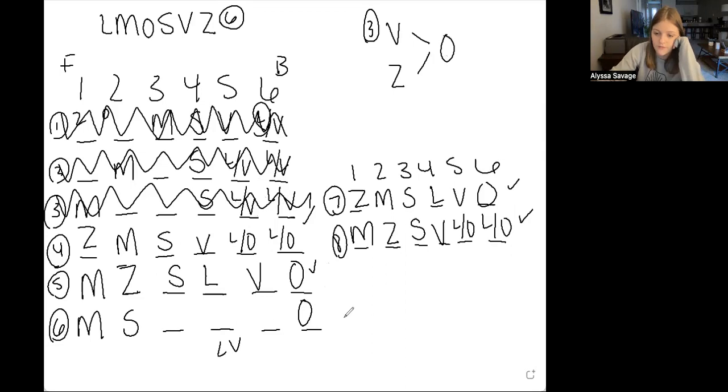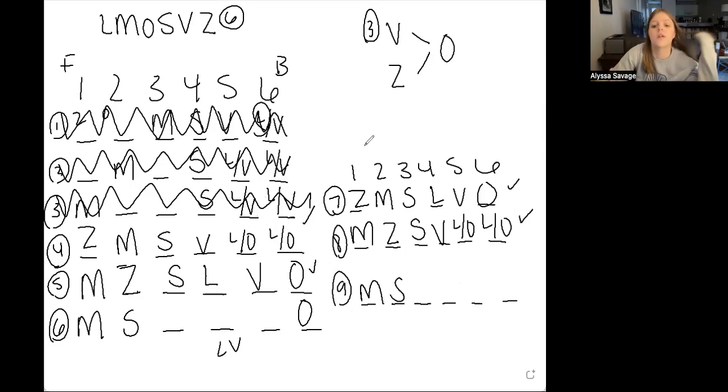So we could have O in our 6th spot. Here's my board. I could have O in my 5th spot because I still have 2 spaces for V and Z. But I can't have O in my 4th spot because I'm losing a space for my V and Z before O. So those are the only 2 places that O can go, 6 and 5, in that world.